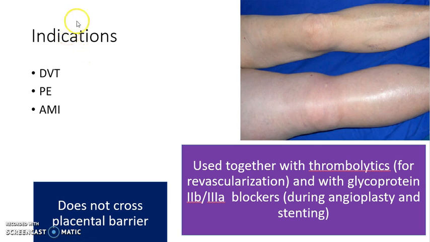Indications for heparin: deep venous thrombosis, pulmonary embolism, acute myocardial infarction. Heparin does not cross the placental barrier, and it's used together with thrombolytics like streptokinase and all the other thrombolytic drugs for revascularization, and also with glycoprotein 2b3a blockers during angioplasty and stenting.